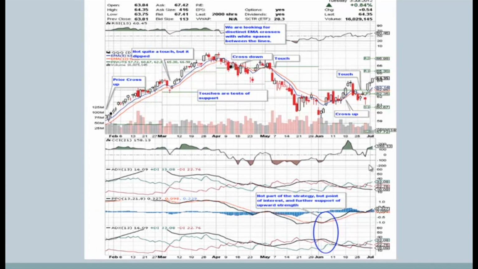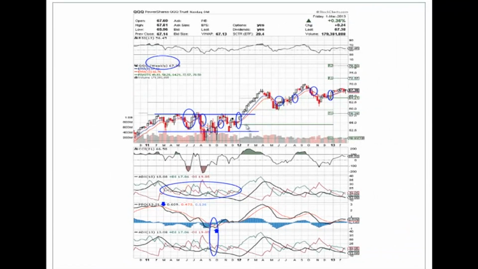Now, here we are discussing the 8 and the 13 EMA crosses. We had a cross right here and we had a test, and now it's continuing up and has kind of broken out above this previous high. This is a weekly chart, and I have placed this one here so that we can see what happens when there are numerous crosses.